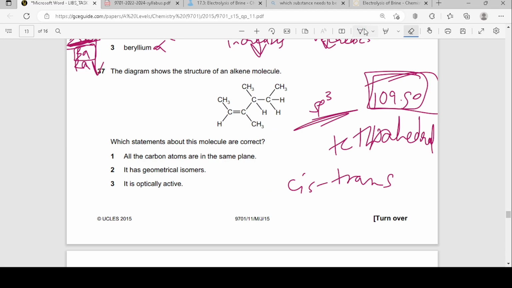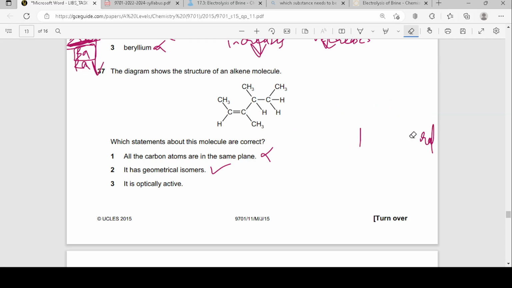Basically, you can have cis trans here, which means you can have geometrical isomers, because geometrical isomers are cis trans isomers. That's right. Now, the next thing is, it is optically active. Well, to be optically active, you're supposed to have a chiral carbon atom, right? And do I have a chiral carbon atom here? That means a carbon atom which has four different groups attached to it.